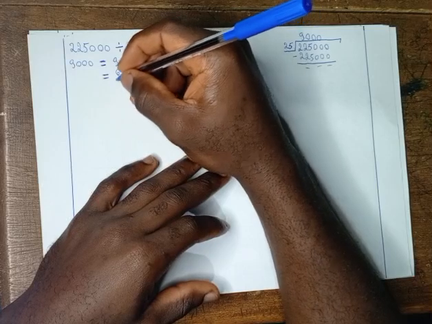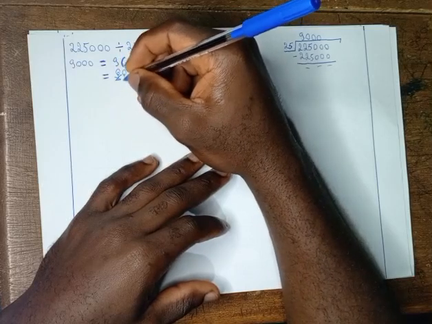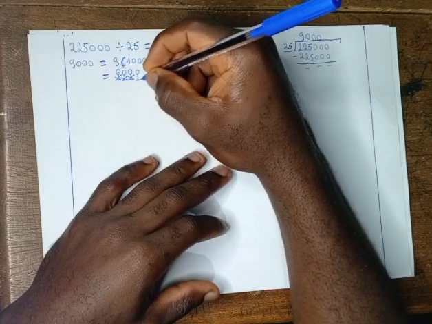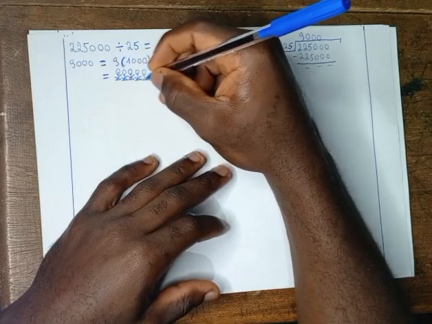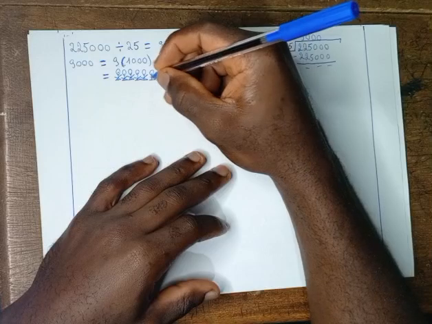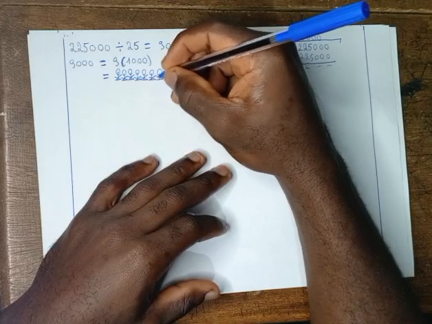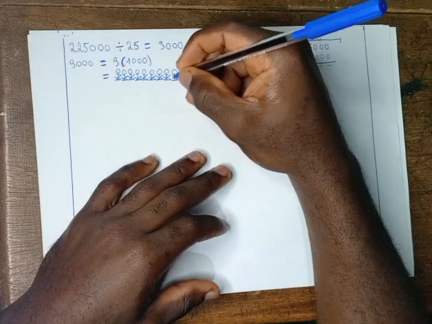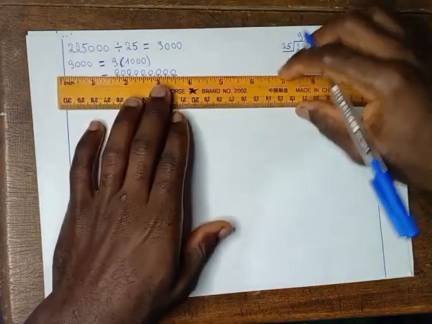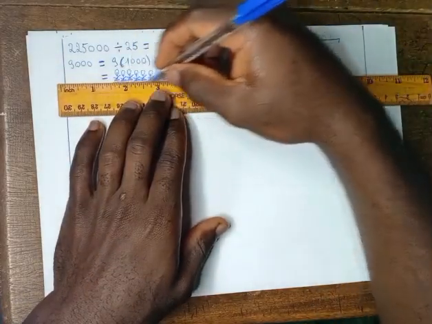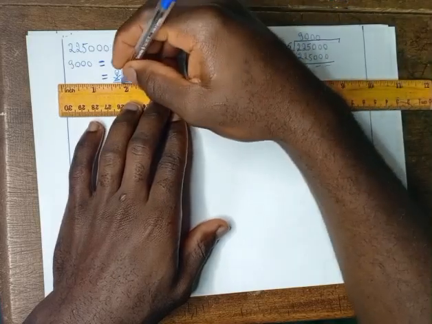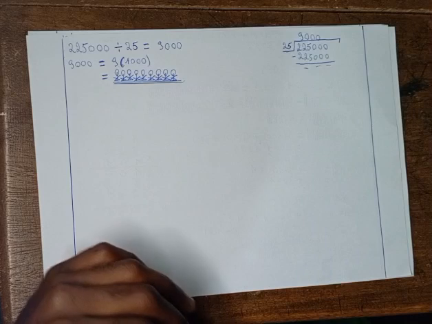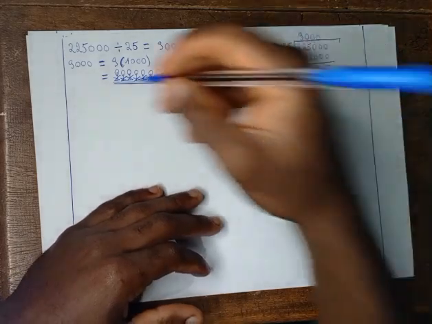So we have 1, 2, 3, 4, 5, 6, 7, 8, and lastly 9. We underline the answer. This is our result when you divide those two Egyptian numerals. Next, we can move now to the next question.